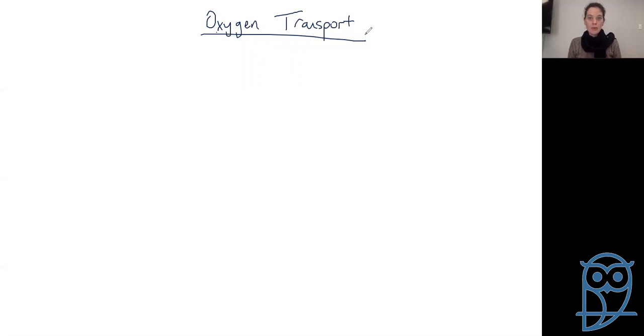That oxygen has got to get from your lungs to every single cell, even the ones at the end of your fingers and your toes. So we need to be able to carry that oxygen there, and we need to be able to release it as soon as we need to use it in the cells.